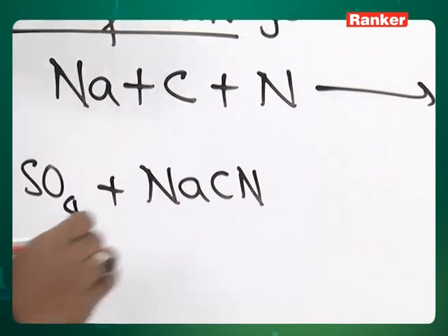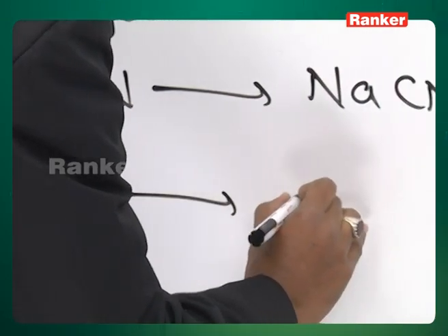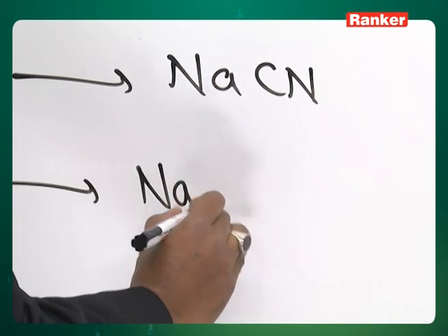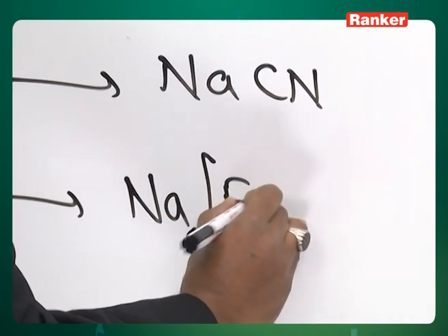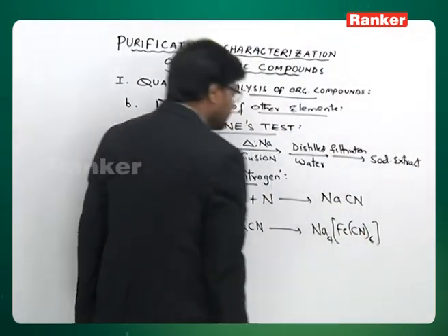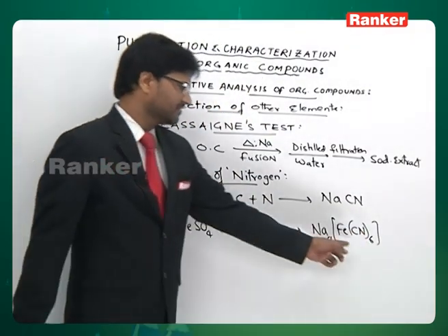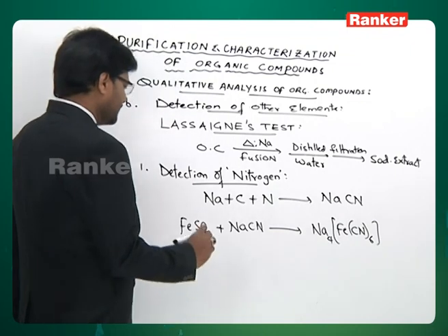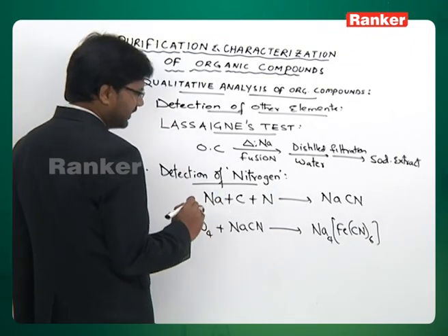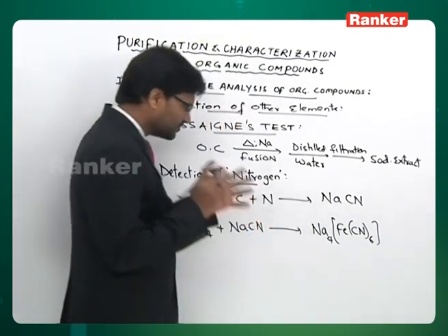Add ferrous sulfate solution, you get Na4[Fe(CN)6]. You can call it sodium hexacyanoferrate. Now, of course, you have some extra ferrous ions present in the solution.